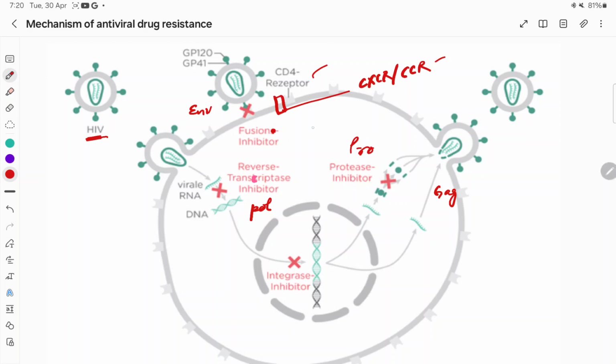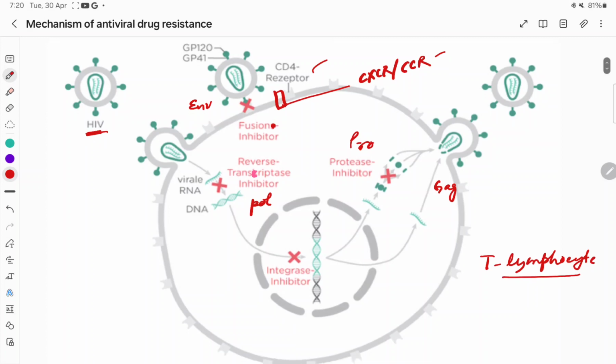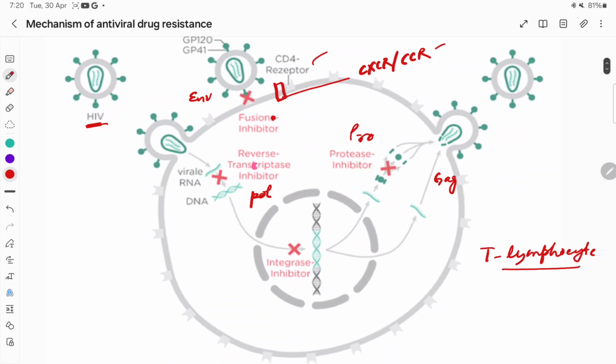and cause fusion, then the virus enters into the host cell. The host cell here is the T lymphocyte. That's why HIV affects the human immune system and causes immunodeficiency by destroying the T lymphocytes. Then this releases the viral RNA, and that RNA is converted to DNA by reverse transcription, and the enzyme is the reverse transcriptase enzyme.